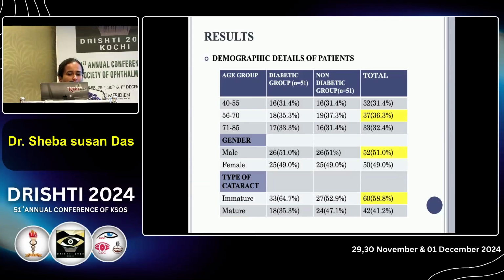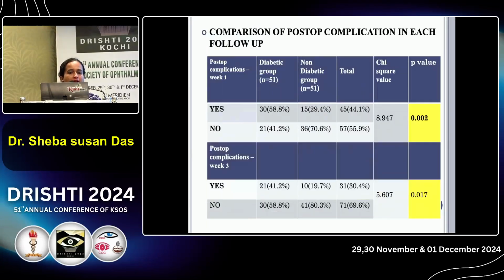Males were more than females in our study, and the majority of them had immature cataract. Coming to the comparison of postoperative complications in each follow-up. In the first week follow-up visit, we found that 30 patients in the diabetic group and 15 patients in the non-diabetic group were found to have complications, and this was statistically significant.